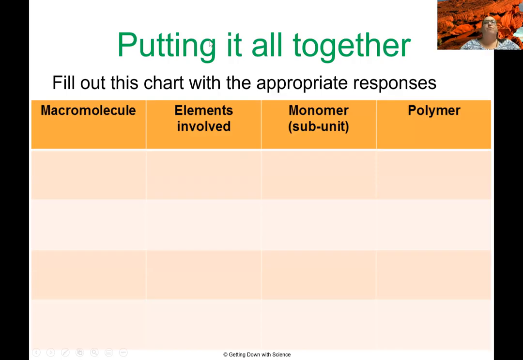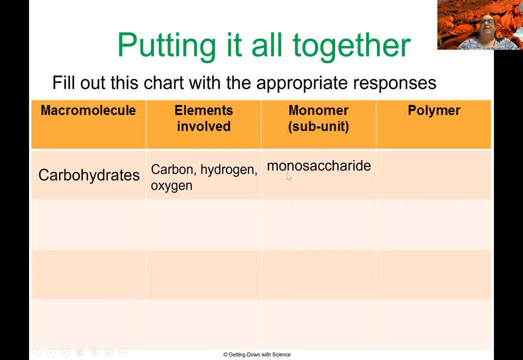Okay, so we've gone through all of the different macromolecules, so it's time to kind of put it all together and look at how they relate to each other. So we're going to look at macromolecule, what elements are involved, what the monomer is, and what the key polymers are. Okay, so for carbohydrates, we have carbon, hydrogen, and oxygen, CHO. The monomer or subunit is a monosaccharide, one sugar. And our key polymer are polysaccharides. And we have a variety of different polysaccharides we talked about.